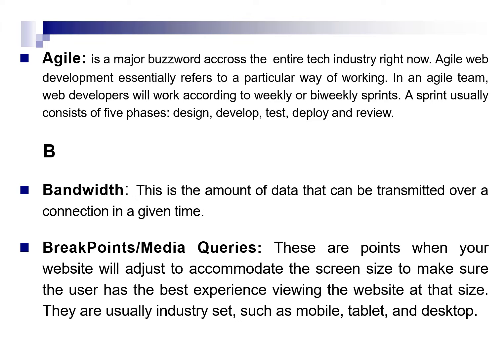Agile web development essentially refers to a particular way of working. In an agile team, web developers will work according to weekly or bi-weekly sprints. A sprint usually consists of 5 phases: design, develop, test, deploy, and review. B.